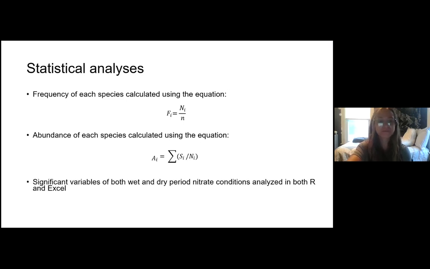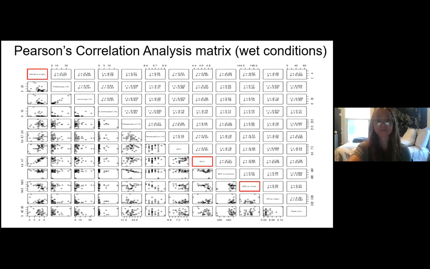methods for. And further, after calculating these values, I just found some significant relationships for both the wet and dry period nitrate concentrations in both R and Excel, and I'll explain what R is a bit more for those of us who are not familiar. And finally, I just completed a spatial analysis of the site in QGIS, which is a mapping platform.